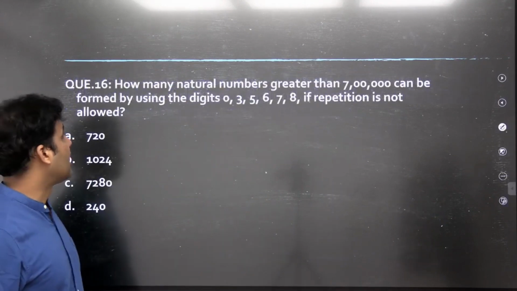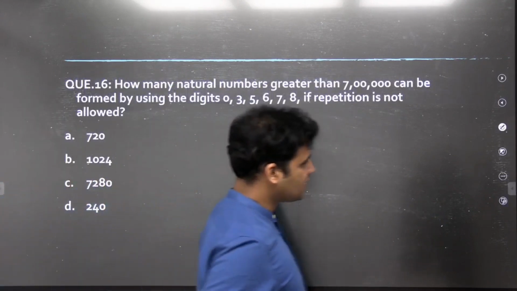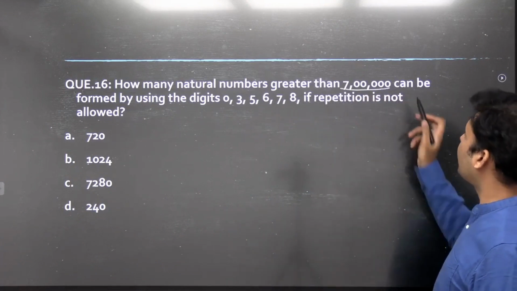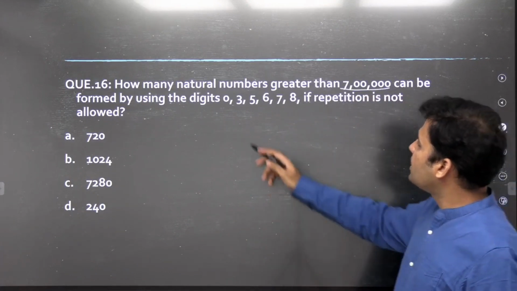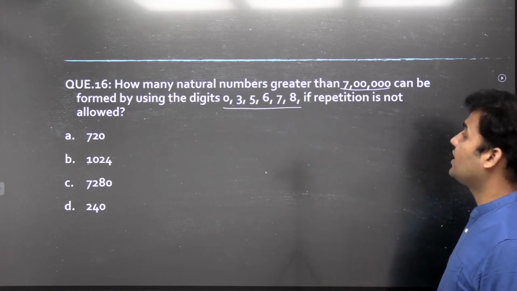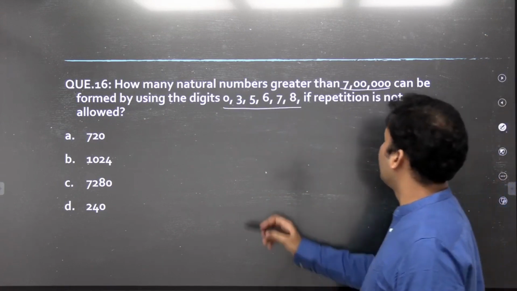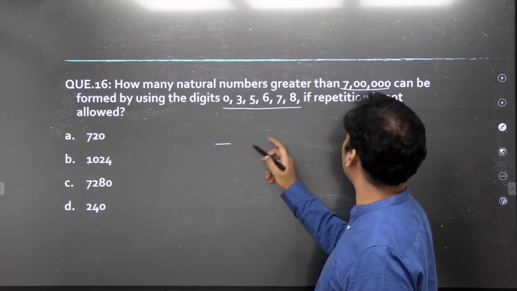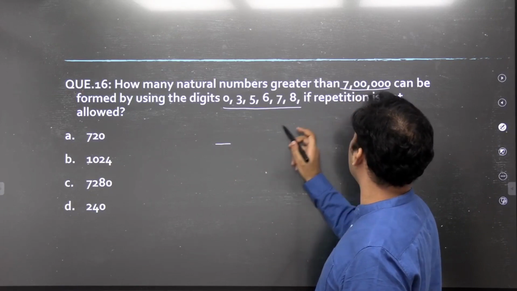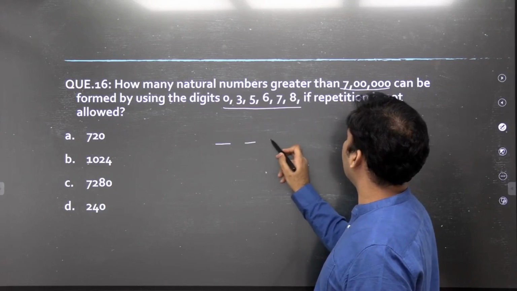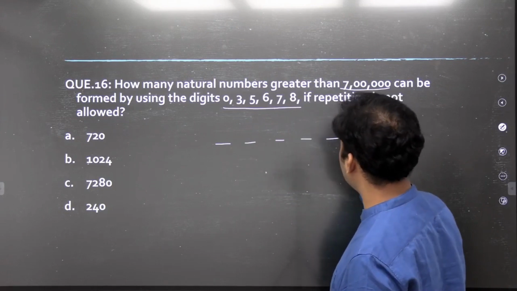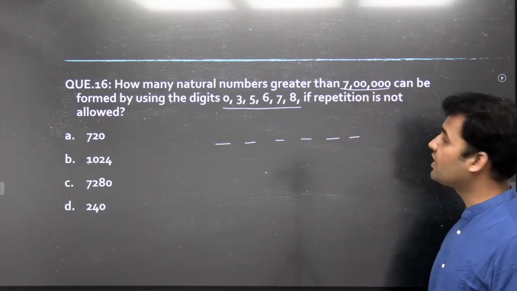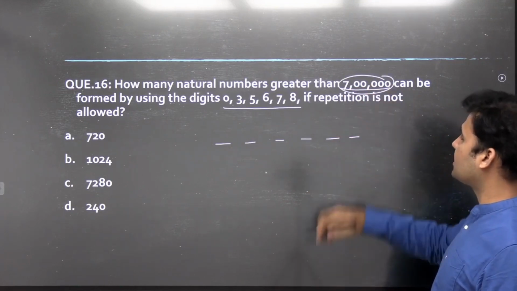Question number 50. Okay, now let's move to question number 60. It's a very simple question. How many natural numbers greater than 7 lakh can be formed by using the digits 0, 3, 5, 6, 7, 8 if repetition is not allowed? So, if I have to make a number greater than 7 lakh, first of all, I have to make a 6-digit number, otherwise how can this number be more than 7 lakh? 7 lakh has a total of 6 digits.